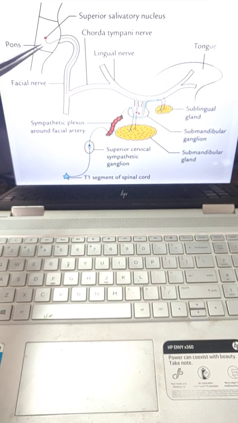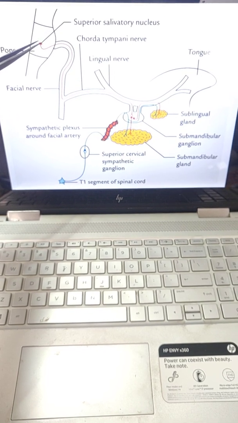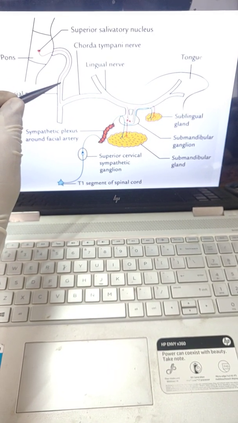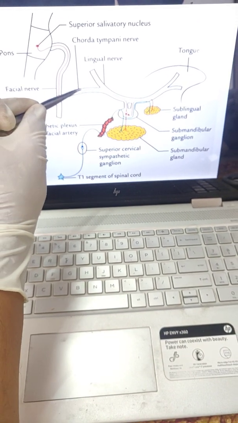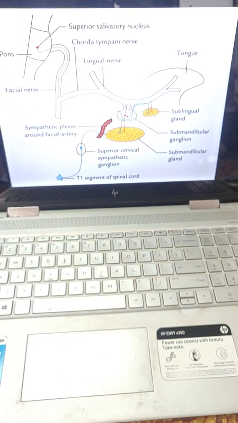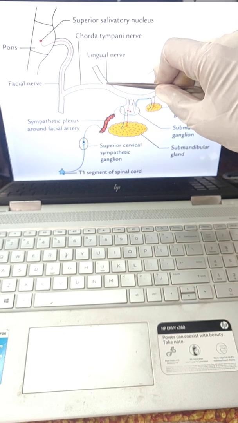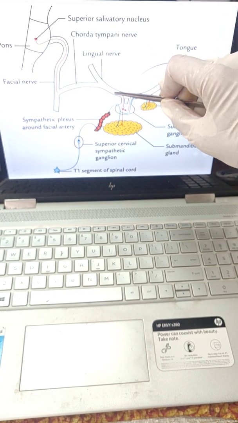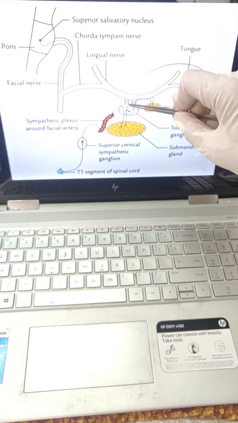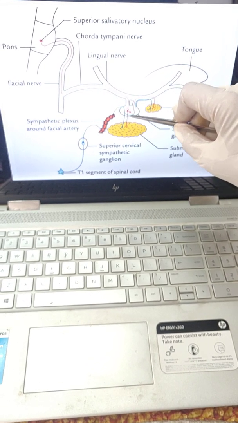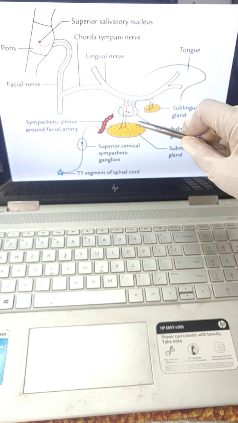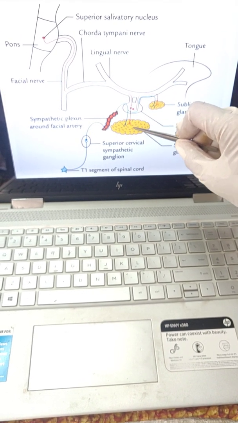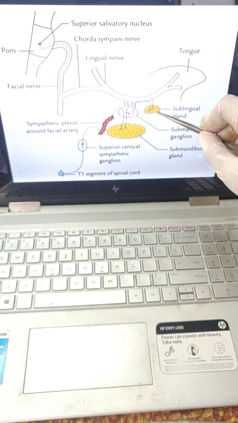The parasympathetic supply comes from the superior salivatory nucleus, with the fibers traveling with the facial nerve, and this facial nerve gives a branch called the chorda tympani. This chorda tympani nerve is united with the lingual nerve, and the fibers along with the lingual nerve relay inside the submandibular ganglion, and the postganglionic fibers directly supply the submandibular as well as the sublingual gland.